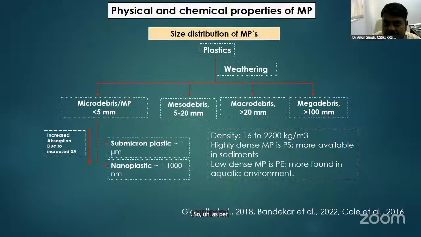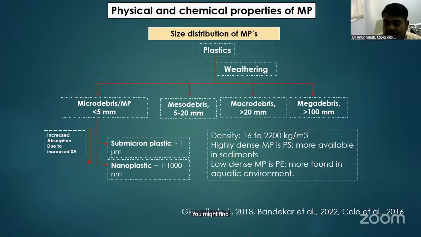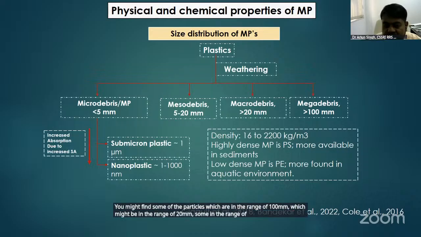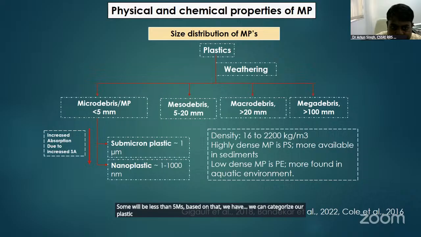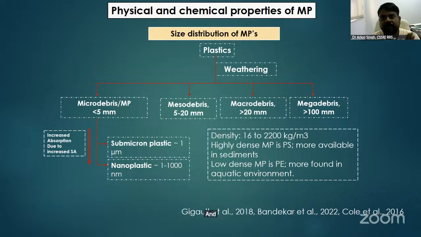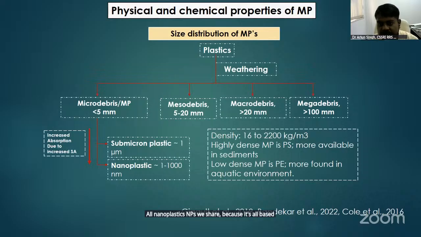As per the size distribution of plastics after they disintegrate, when we are sieving our soils or filtering our water to identify plastic polymers, you might find particles in the range of 100 mm, 20 mm, 5 to 20 mm, and some less than 5 mm. Based on that, we can categorize our plastic pollutants as microplastics, mesoplastics, macroplastics, or megaplastics. Further weathering of these debris can result in the formation of submicron plastics, SMPs, or nanoplastics, NPs, all based on size-based classification.